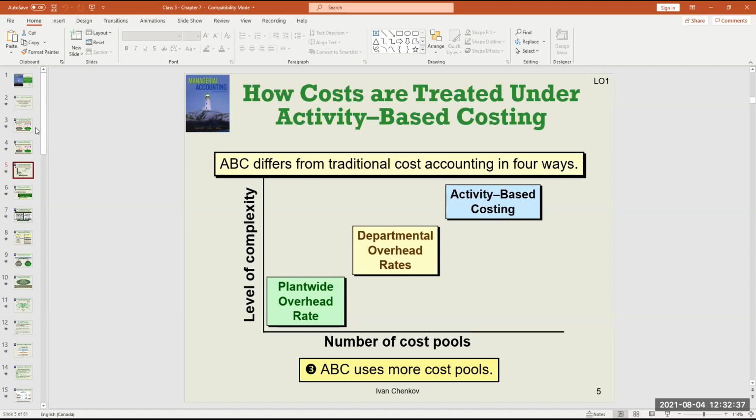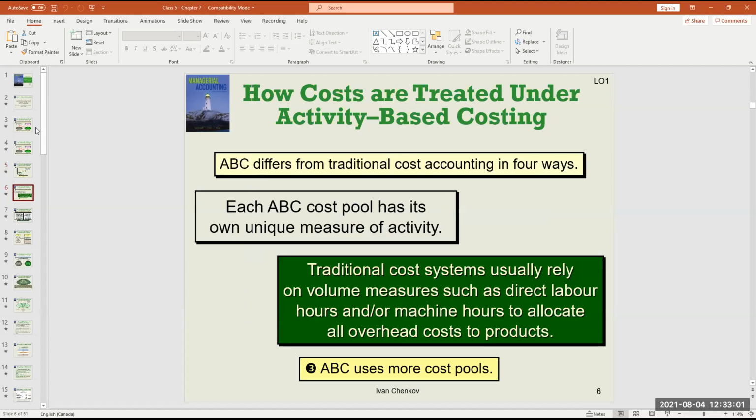So to be more accurate, we're going to come up with the departmental overhead rate, which will include only the cost for that department and the allocation base and cost driver for that department. Then we come up with the predetermined manufacturing overhead for that department only. And the last, more sophisticated and complex, will be activity-based costing. How is activity-based costing going to work? We're going to assign activity cost pools, and each pool is going to have its own unique measure of activity.